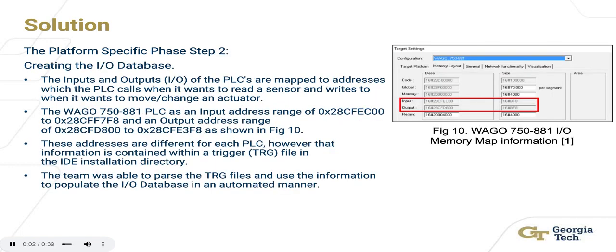The platform-specific phase, Step 2, creating the I/O database. The inputs and outputs of the PLCs are mapped to addresses, which the PLC calls when it wants to read a sensor and writes to when it wants to move or change an actuator.